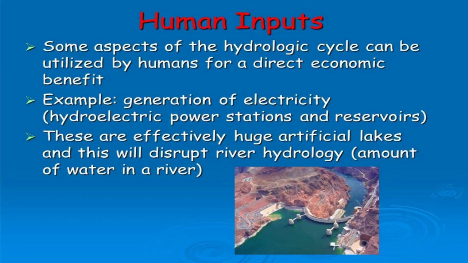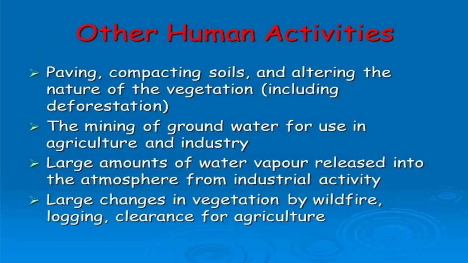Human inputs which are seen are some aspects of the hydrological cycle that can be utilized by humans for a direct economic benefit. As examples, you will see the generation of electricity, hydroelectric power stations and reservoirs. These effectively use artificial lakes, and this will disrupt river hydrology, meaning the amount of water in a river.